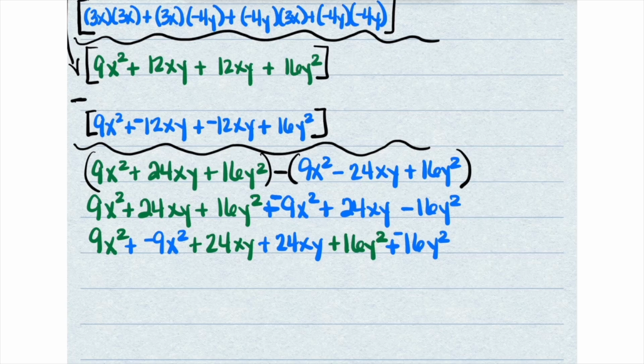All right. 9x squared plus 9x squared, that's 0, right? 24xy plus 24xy, that's a 48. These were all equals.